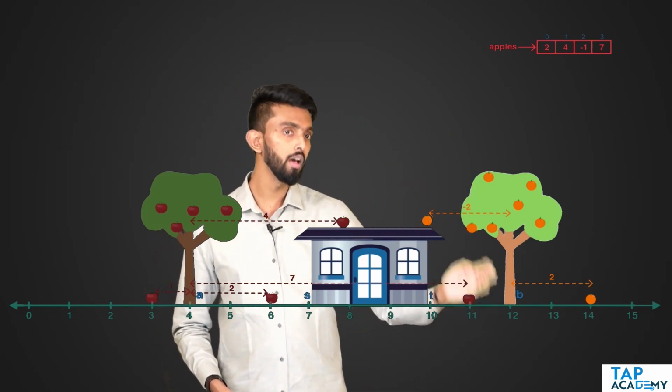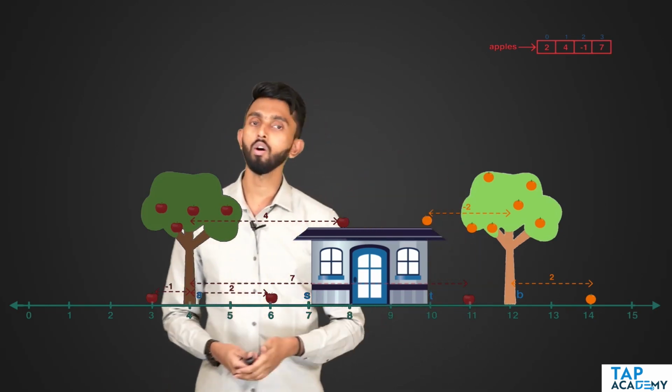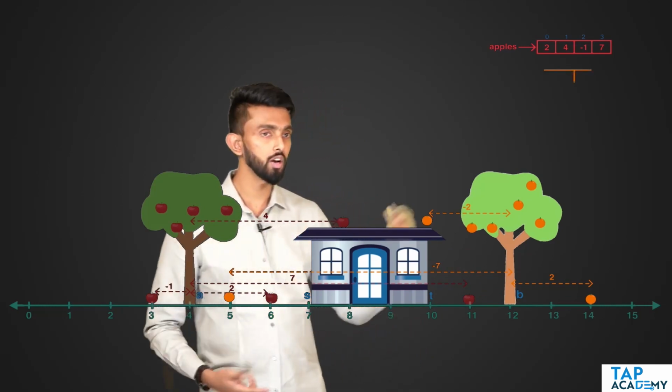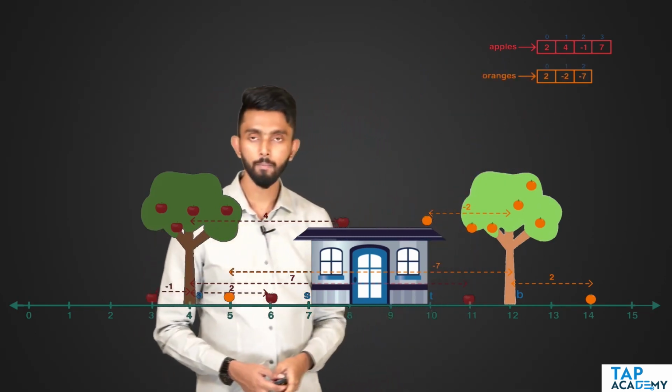So see, 12 minus 2 is 10. 10 is in the range of 7 to 10. So it will fall on the house. Same, one may fall this side. So there obviously this is minus 7. So 12 minus 7 is nothing but 5. But 5 is not in this range. So you don't have to consider it. So like that they will give you an array in which this distance will also be there. This is your oranges array.